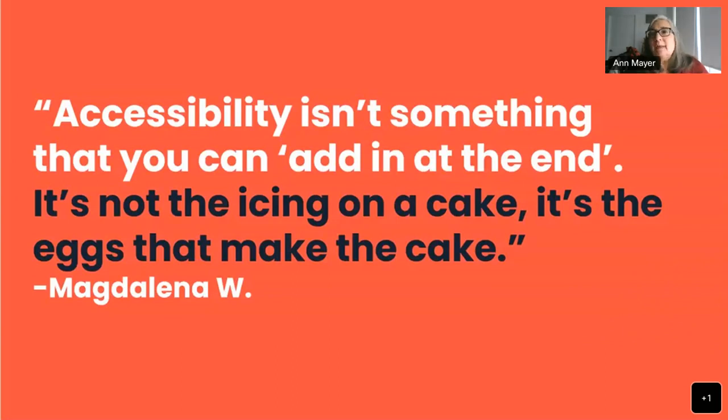This quote captures it in a nutshell. Accessibility isn't something that you can add in at the end. It's not the icing on a cake. It's the eggs that make the cake.